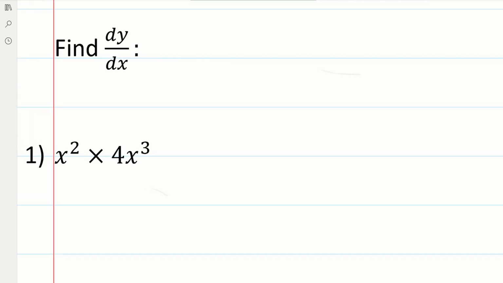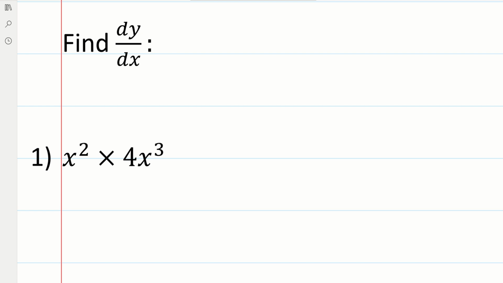Now, the final few, I've said find dy over dx, but the first thing you need to do is to simplify. So the first thing you need to do before differentiating is to simplify first. So add what needs adding, multiply what needs multiplying. And we'll see the rest of the examples.